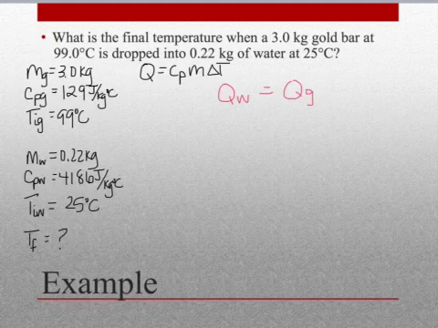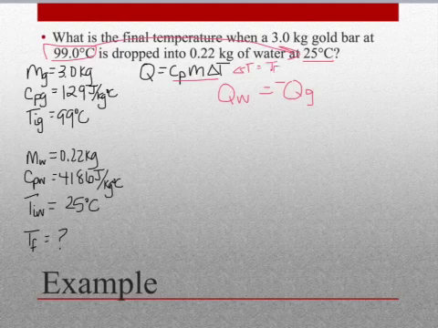So what's happening is the Q of our gold is going to transfer heat to the water because it is at a higher temperature, and heat always goes from high to low. So what that means is our gold is losing energy, and because our gold is losing energy, we're going to give it the negative sign. Now that we've given it the negative sign, we need to plug in using the fact that delta T is our final temperature minus our initial temperature.